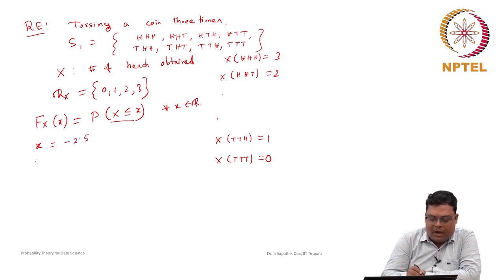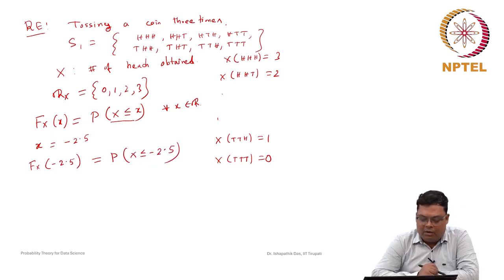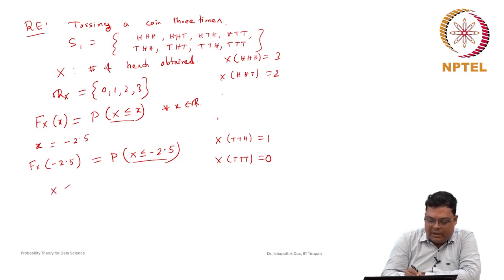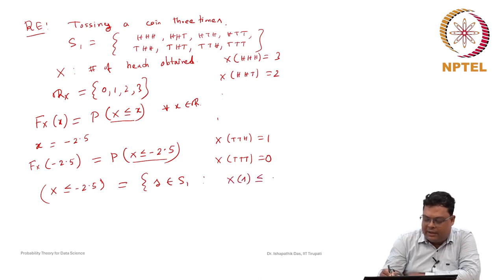Suppose we take some negative number, minus 2.5. Then what will be F of minus 2.5? This is the probability that X is less than or equal to minus 2.5. Whenever you want to find this value, first you have to find the event corresponding to this random variable. So what is this event, X less than or equal to minus 2.5? It is the set of all s belonging to S1 such that X of s is less than or equal to minus 2.5. X takes only the values 0, 1, 2, 3, which are non-negative, so no element in S1 can satisfy this. So it is the null set.